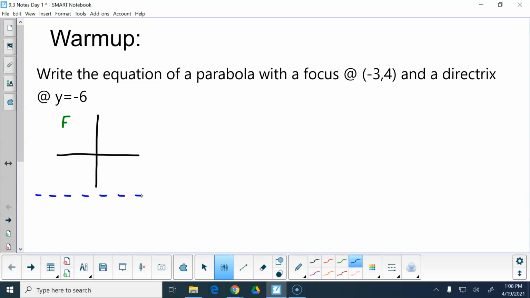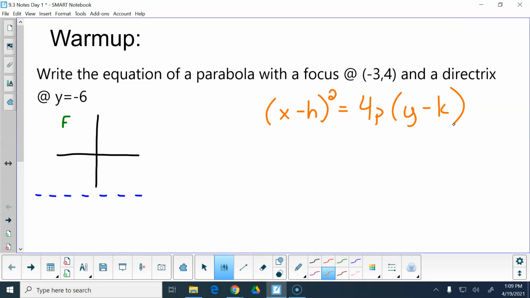Which way does it open? Julia, what do you got? Opens up. Love it. So if it opens up, that means our equation is going to look like (x minus h) quantity squared equals 4p, and that 4p is going to be positive, times (y minus k). That's what our equation is going to look like because it's an up opening parabola.